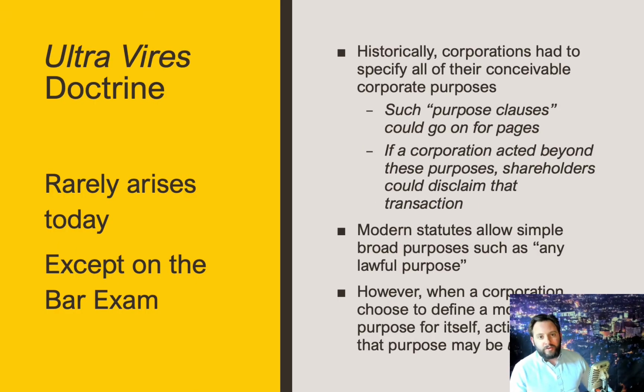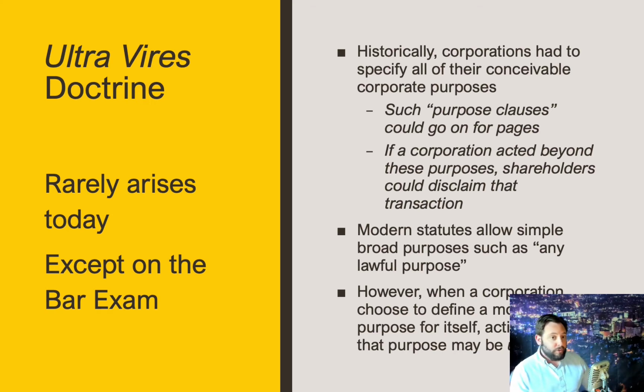The ultra vires doctrine deals with corporate activity, which is beyond the scope of the corporate purpose. So it used to be the case that corporate purpose had to be very, very clearly defined in a corporate charter or certificate of incorporation. And so historically, corporations had to specify every conceivable purpose that they might have so that they could engage in a wide range of business. And there were pages and pages of these purposes in the Articles of Incorporation.